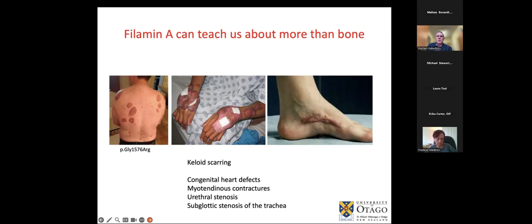Other manifestations which are quite specific for frontometaphyseal dysplasia in particular also are urethral stenosis, often diagnosed as posterior urethral valves, but arguably not typical posterior urethral valves, and subglottic stenosis of the trachea is also quite a specific malformation associated with FMD.